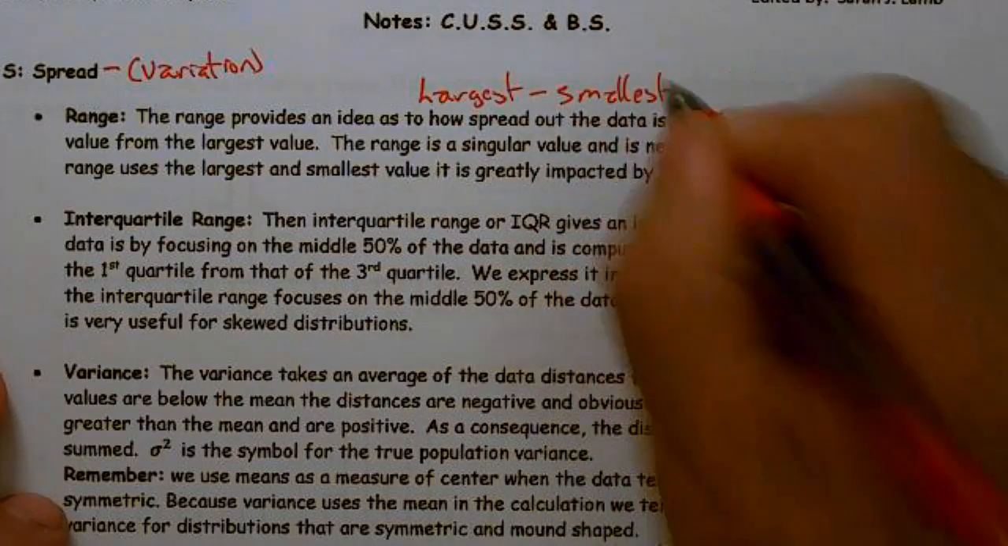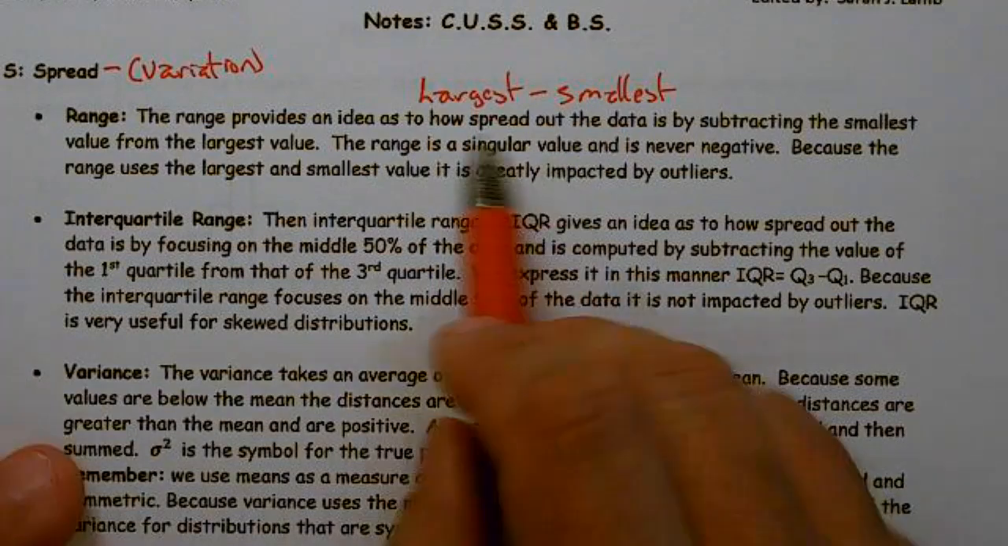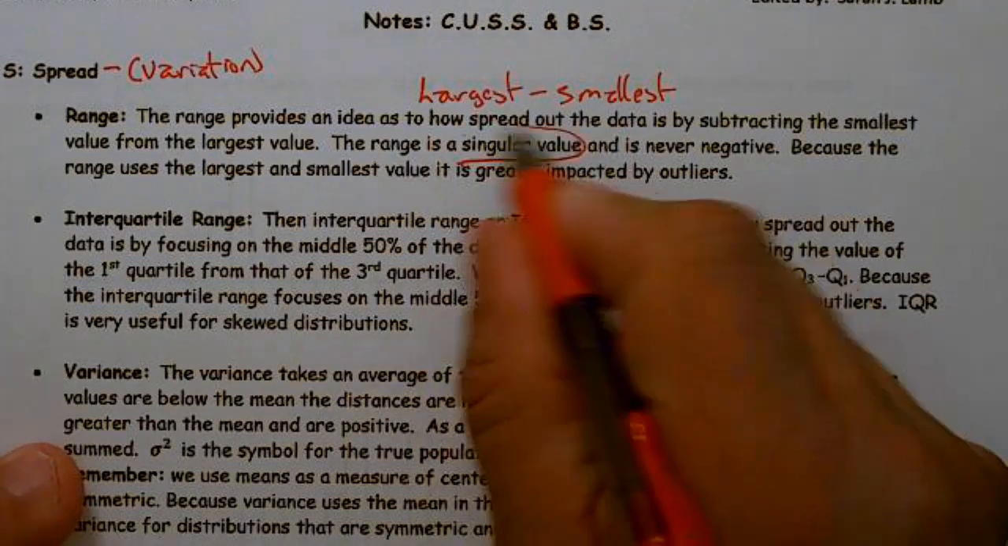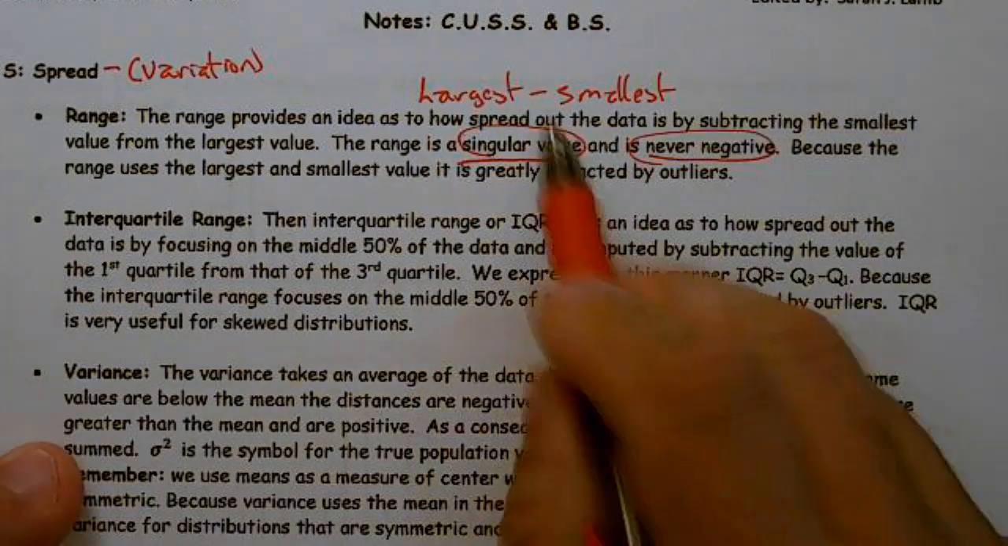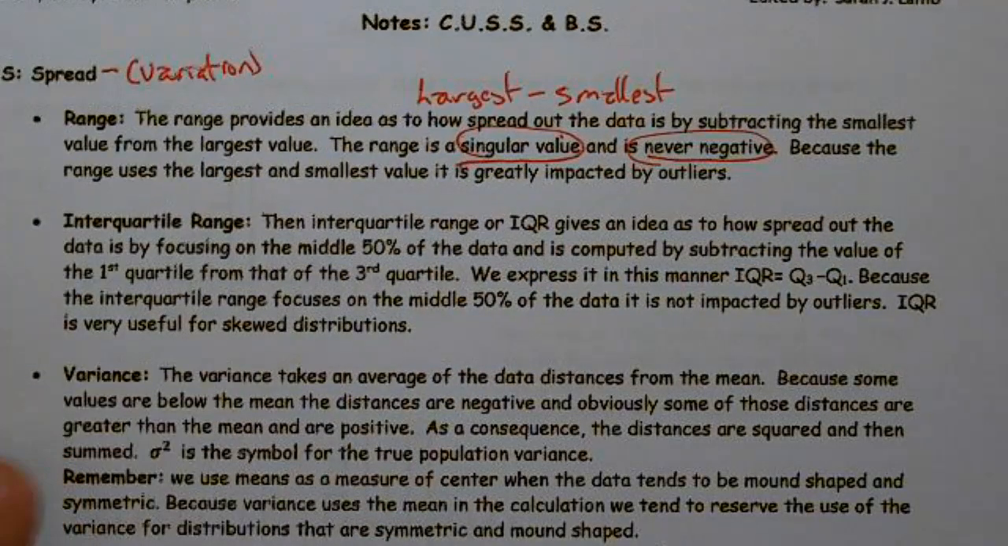The range is greatly impacted by outliers. Why? Because if the largest value is an outlier, it's included. If the smallest were an outlier, it's included. And please note, the range is a singular value and is never negative. All right, it's a singular value. It is the result of that equation. All right.